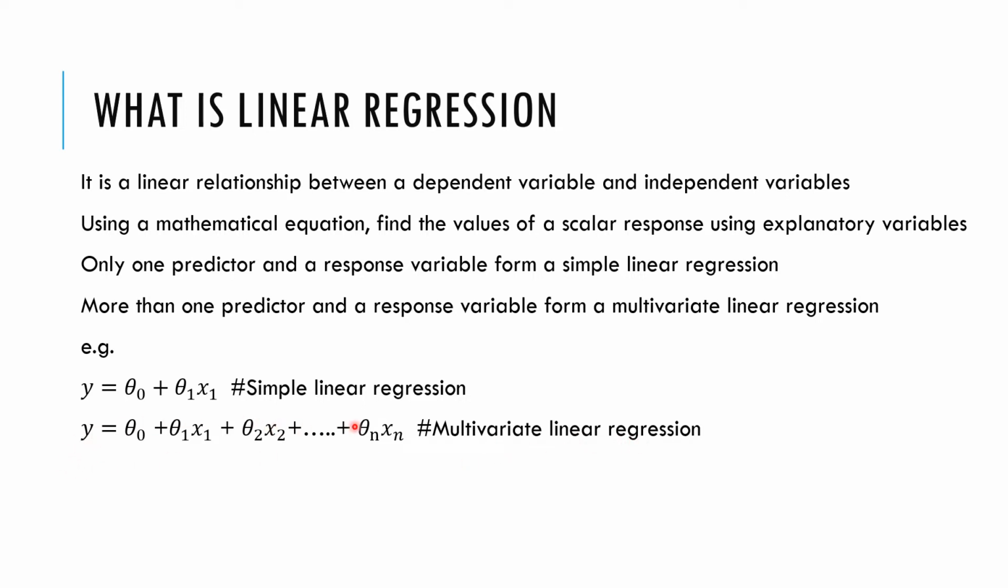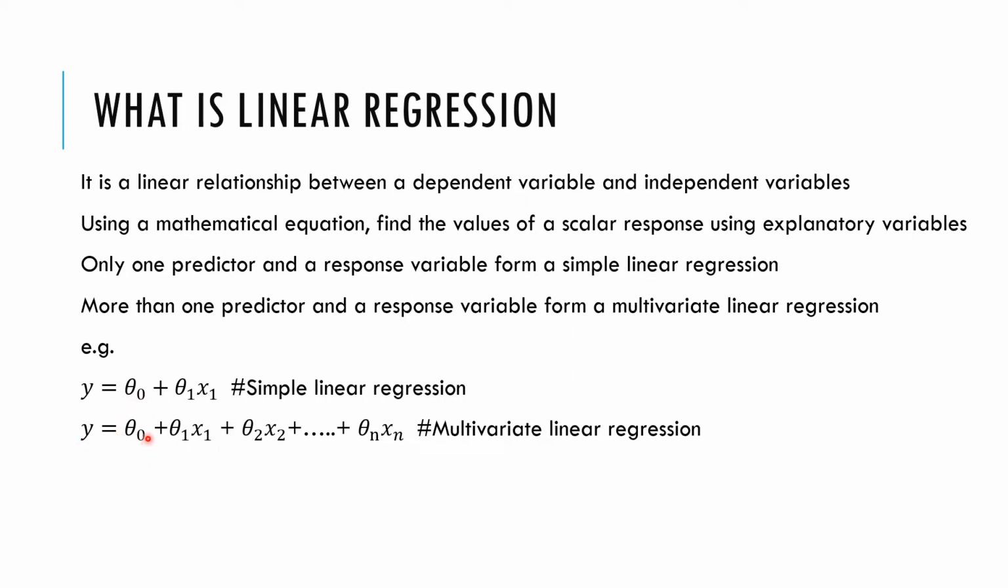If you have more than one independent variable, that is the example of multivariate linear regression. So here is the mathematical equation of multivariate linear regression. You have the response variable y = theta 0 + theta 1 x1 + ... + theta n xn. Here x1, x2 to xn are all independent variables, and this is the linear equation.